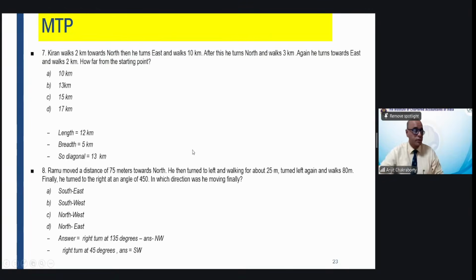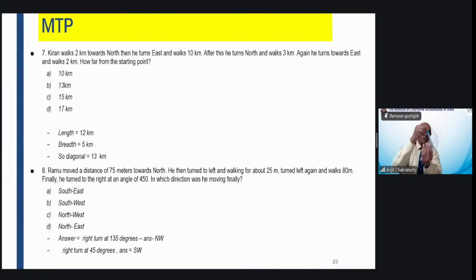So we have question number 8. Ramu moved a distance of 75 meters towards north. He turns to the left. North जाने के बाद left, यानी west के तरफ, पश्चिम दिशा. Walks for 25 meters. Turns left again.